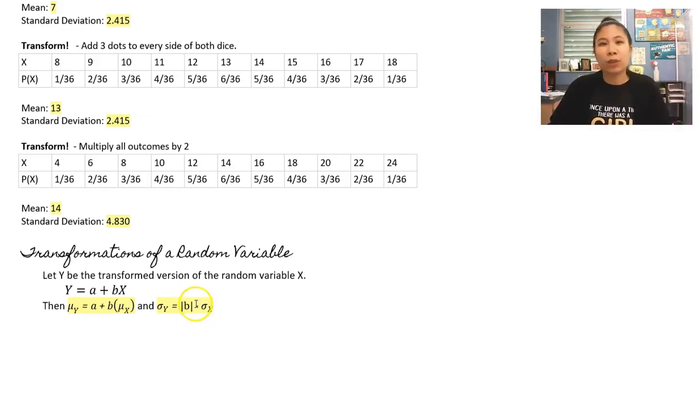Because even if we multiplied by a negative number to all of our data values in our random variable, remember, standard deviation is a measure of spread, so it's that average distance from the mean, and distances are never negative. And so we just want to make sure whatever we multiply by, it's still going to be a positive number when we talk about the standard deviation. So that's why that absolute value sign is there.